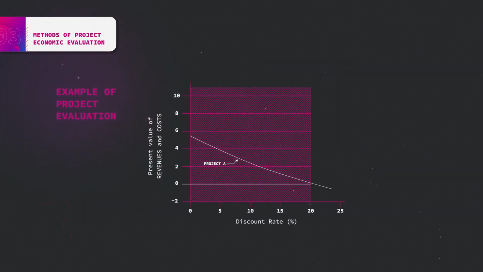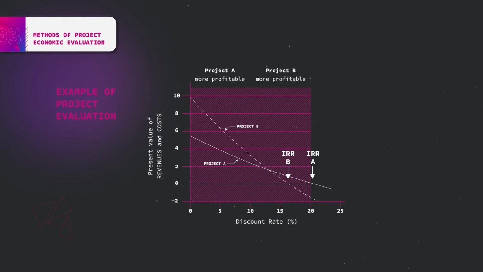In order to compare Project A and Project B, let's display the project's NPV depending on the value of the selected discount rate. First, the schema shows that the IRR of Project B is around 16% and is lower than the IRR of Project A that is around 20%. Second, it shows which project is more profitable according to the discount rate. Under a discount rate of approximately 14%, Project B is more profitable than Project A. With a discount rate between 14% and 20%, it's the opposite. Project A is more profitable than Project B.